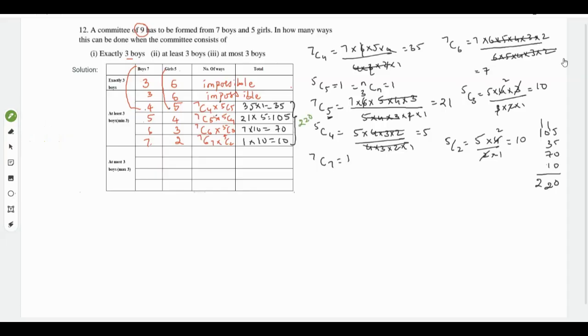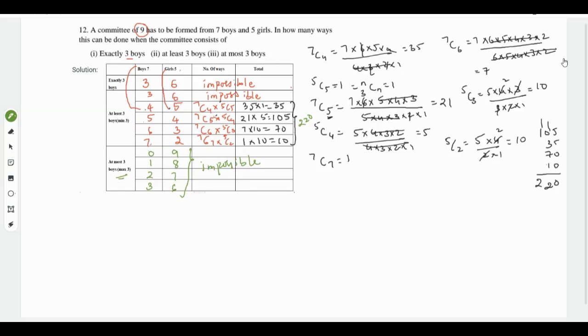Okay, then the next one, at most 3 means the maximum should be 3. So here it can be 0, 1, 2 and 3. 0 boys means we should get 9 girls, and likewise 8, 7 and 6 girls. When we add both, we should get a total of 9. So here we don't have 9 girls, we don't have 8 girls, we don't have 7 girls and we don't have 6. Therefore, it is impossible to find the committee with at most 3 boys.